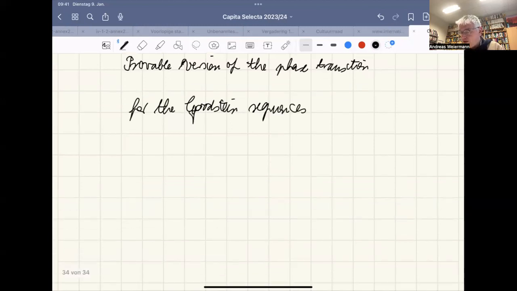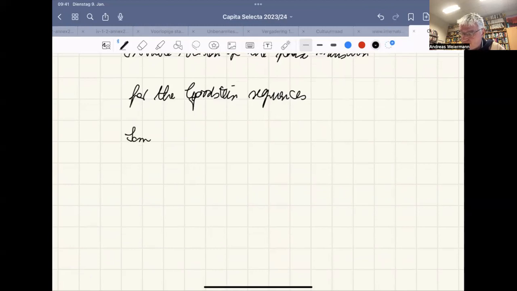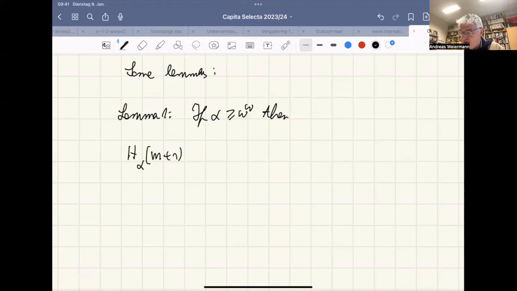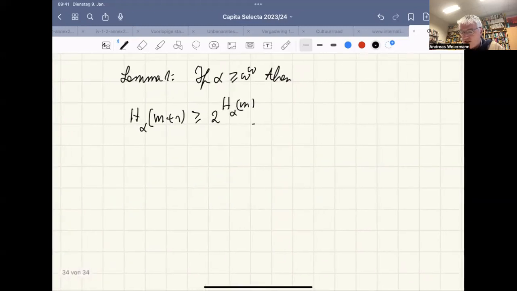I start with some lemmas. They are of technical nature and they will be used in the future. Lemma 1. If alpha is big enough, then we get the following, namely that h alpha of m plus 1 is at least as big as 2 to the h alpha of m. How can we prove this? By induction on alpha.